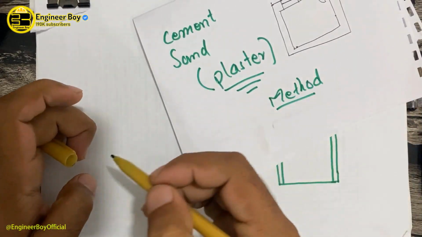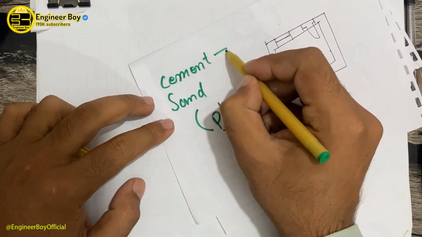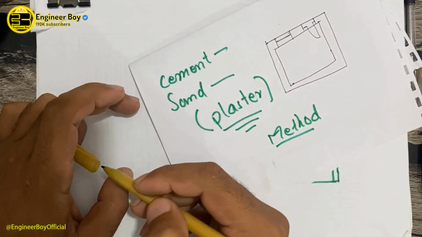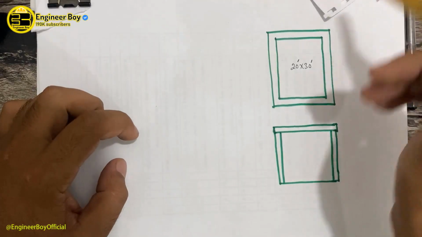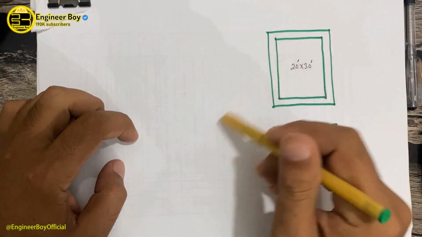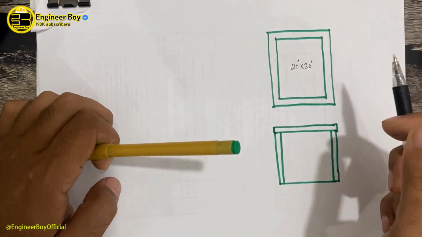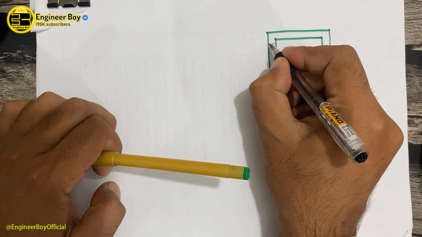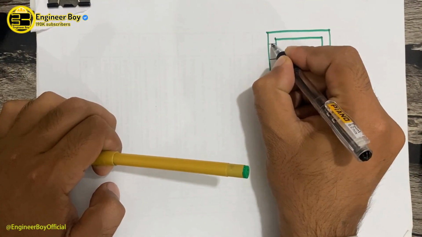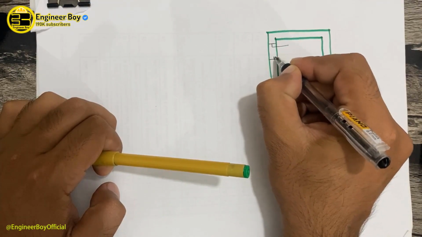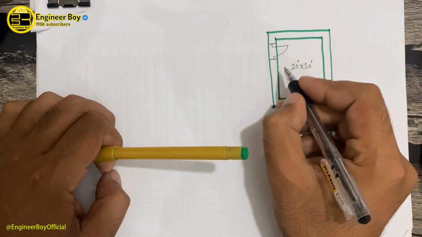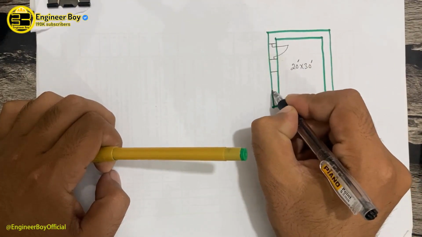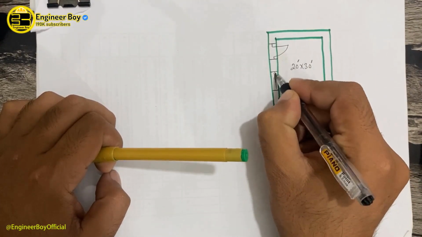So let's do it, and let's determine the quantity of cement and the quantity of sand in the plaster work. I have taken a classroom that is 20 by 30, where we have a door right over here. This drawing is not based on a scale, which is okay for the purpose of this quantity. And here we have a window. So that's going to be simple.